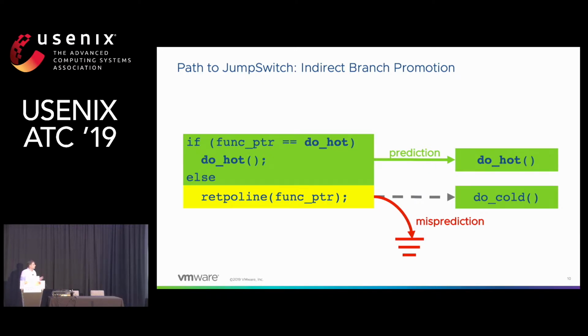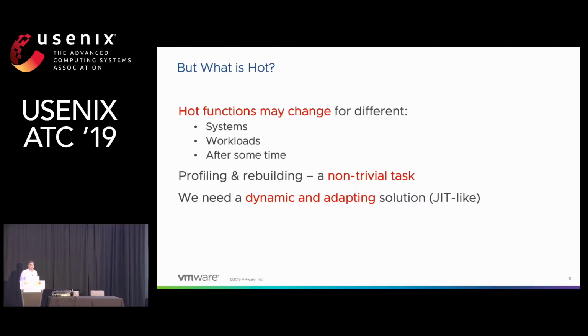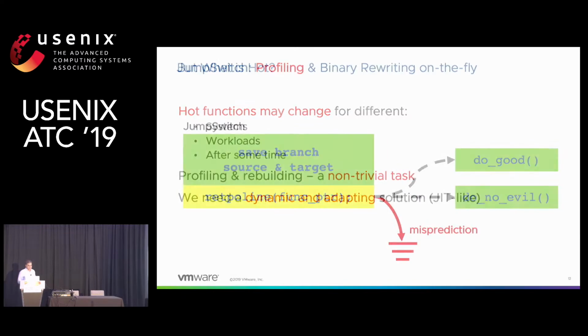Now, indirect branch promotion might look like a great solution, but it has some problems because hot functions might be different in different systems, on different workloads, and might even change over time. So profiling and rebuilding anyhow is a partial solution at best, but even then, this is not a trivial task for a random user to profile his workload. When we talk about operating system kernels, most distributions provide you a single kernel, and you are not about to profile it and rebuild it in a way that is something that the users might do. So we need a dynamic and adaptive solution, something like JIT, and that's what we are doing basically.